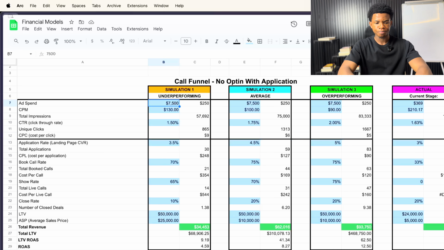So we have a couple models here. We have the VSL call funnel, we have the webinar funnel, we have the direct checkout, the challenge funnel, low ticket, ascension funnel, and all of these funnels work. It just depends on the type of product that you sell and also what you're willing to invest on the front end in terms of even your ad spend and also the type of team that you run.